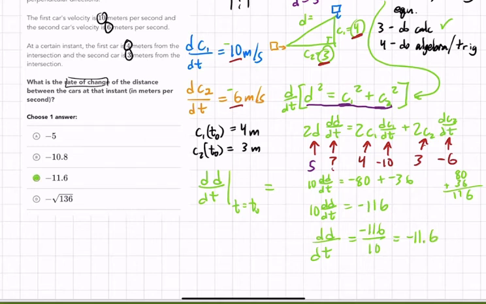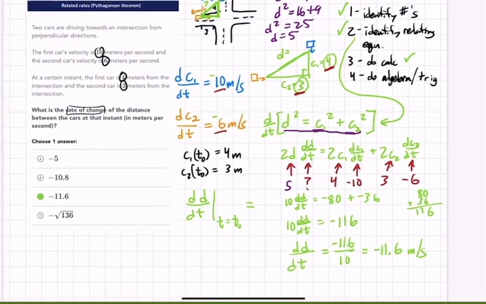We found our answer. Hey, it's not asking me for the units. We should know the units here. It's meters per second, right? Because the d is a distance. So it's just meters and then per second because it's a rate. All right. That's it.